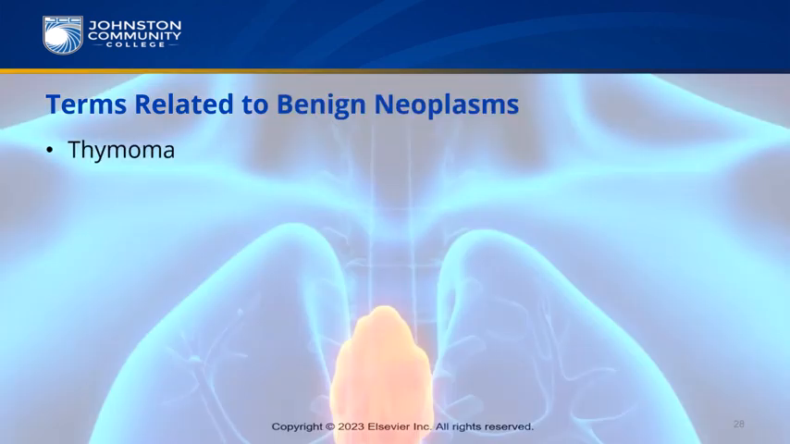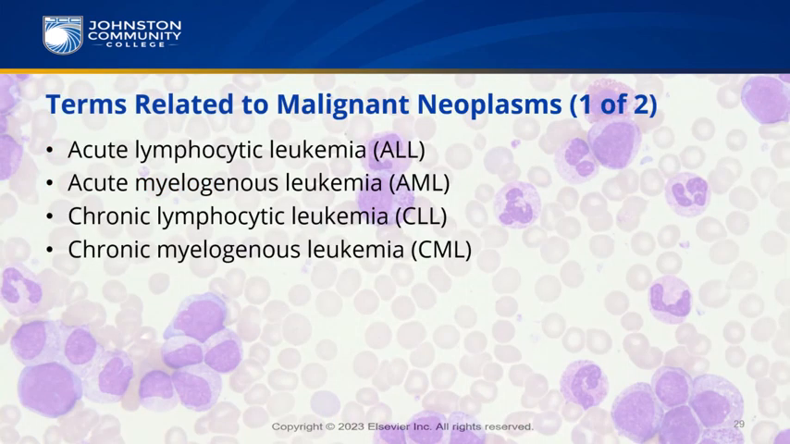Terms related to benign neoplasms. We only have one. The only type of benign neoplasm for the blood, lymphatic, and immune system is thymoma. This non-cancerous tumor of the epithelial origin is often associated with myasthenia gravis. Terms related to malignant neoplasms.